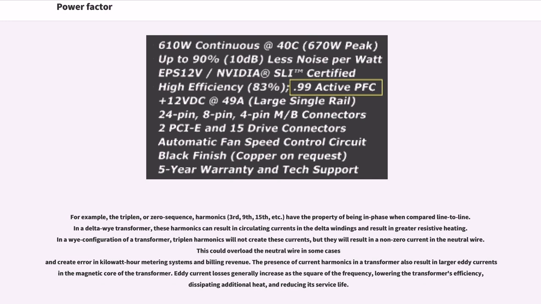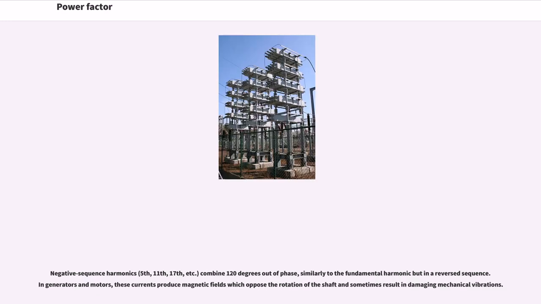reducing its service life. Negative sequence harmonics combine 120 degrees out of phase, similarly to the fundamental harmonic but in a reverse sequence. In generators and motors, these currents produce magnetic fields which oppose the rotation of the shaft and sometimes result in damaging mechanical vibrations.